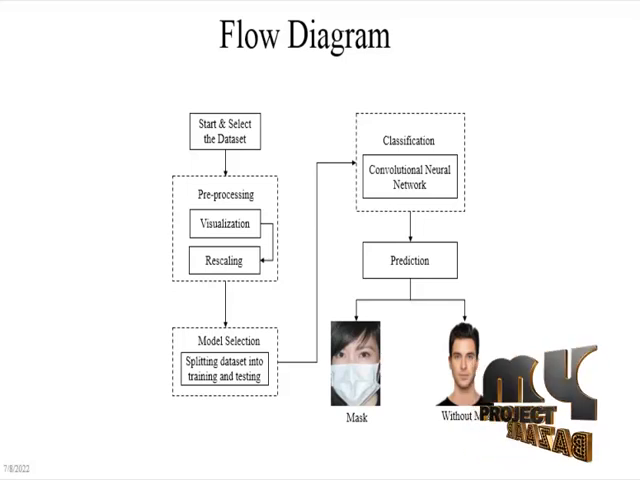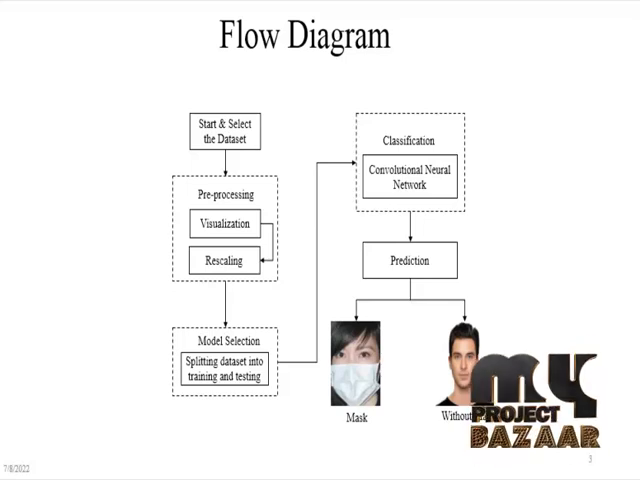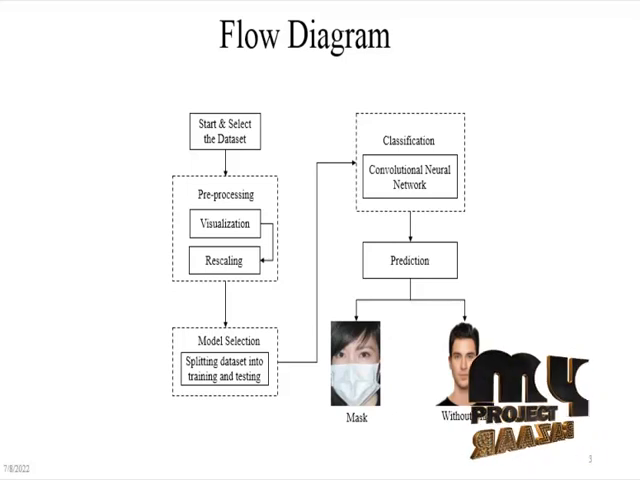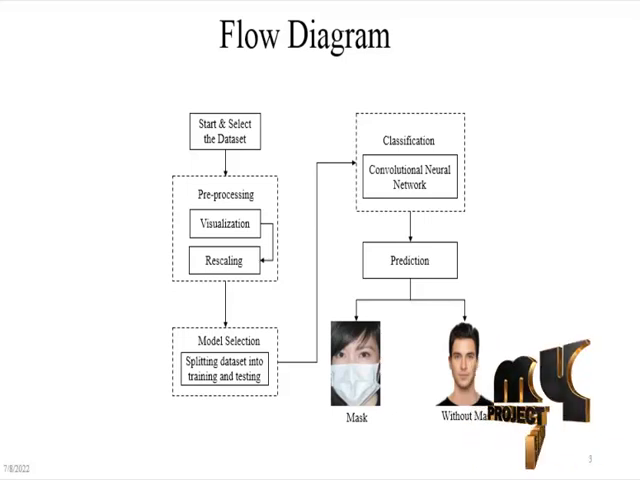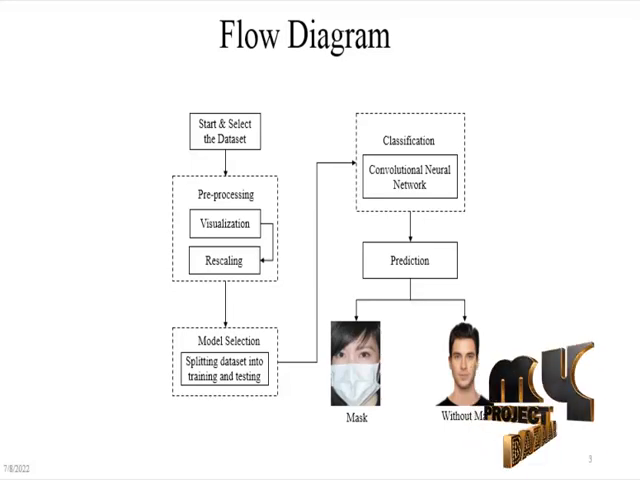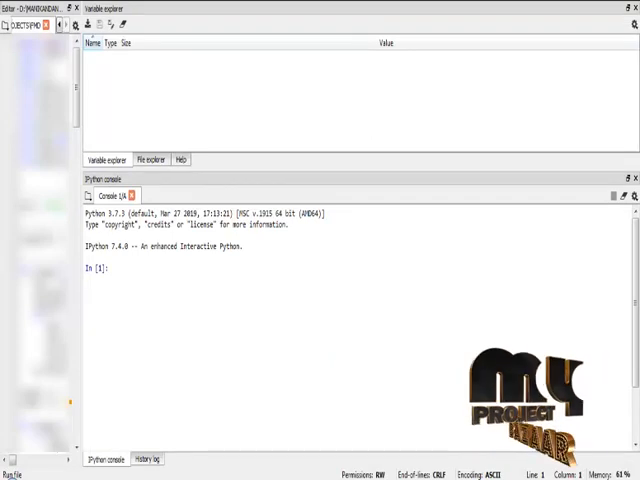In classification, we are using the convolutional neural network deep learning algorithm to train on the mask and without mask images and predict the results. If it is a mask, it will show the result as mask, and if it is without mask, it will show the result as without mask, and finally generate the results in the form of metrics like accuracy, precision, recall and F1 score. I am going to run my project in Anaconda Navigator Spyder IDE.